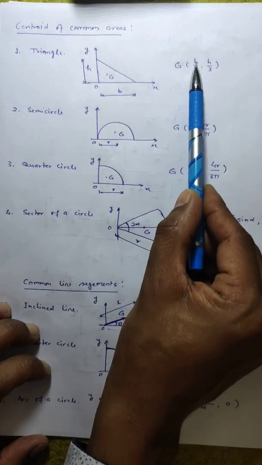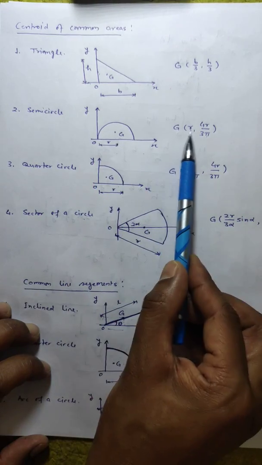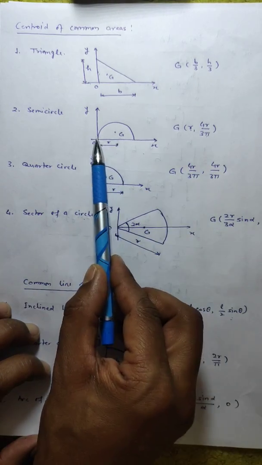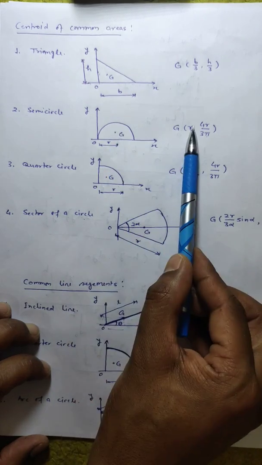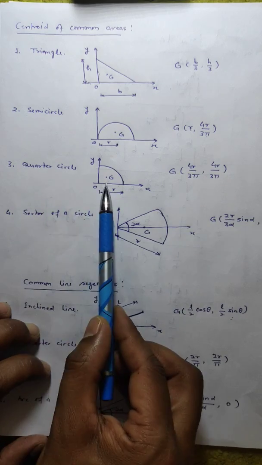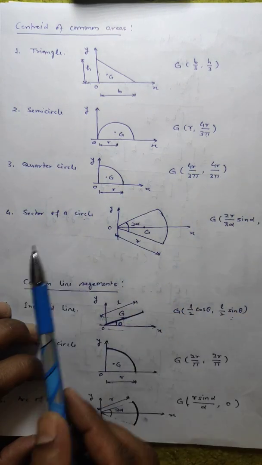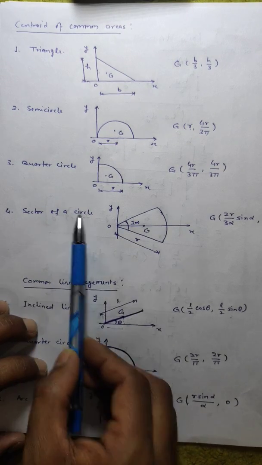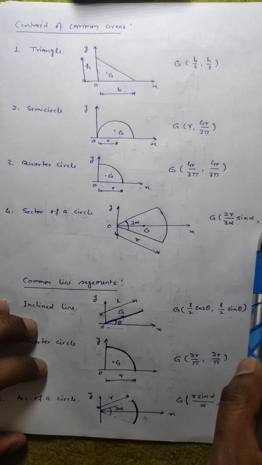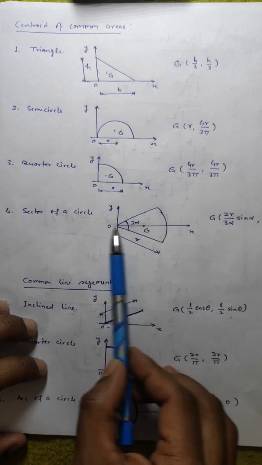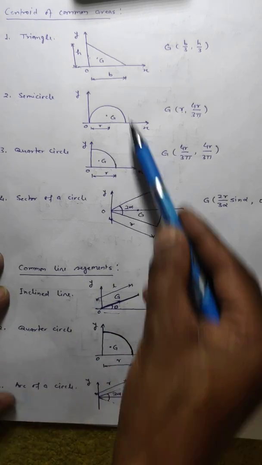For a triangle it is b by 3, h by 3. For a semicircle it is r comma 4r upon 3 pi if y is set at this point. If it is at this point, it will be 0. For a quarter circle, if the axes are selected like this, it will be at 4r upon 3 pi and 4r upon 3 pi. For a sector of a circle, it is 2r sin alpha upon 3 alpha, and 0 if x is the axis of symmetry. These are the area segments.